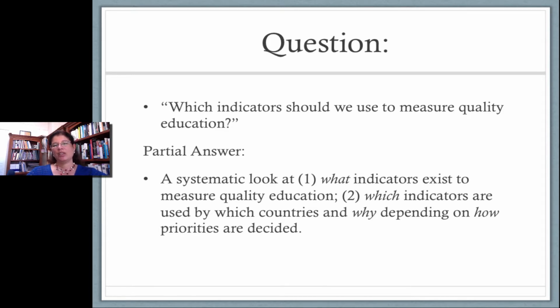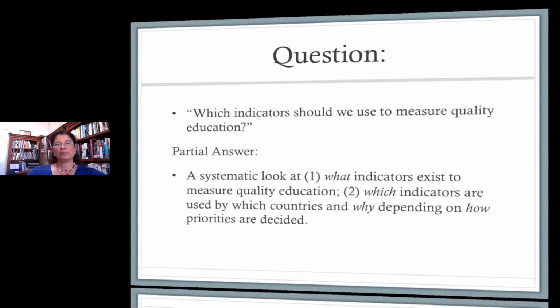measure quality in education, and then looked at which ones are chosen by which countries at what moments in their history, or why they do this based on how they've determined priorities, we would have a better global framework from which we can approach this question from here on out for any country at any stage of progress in measuring quality in education.